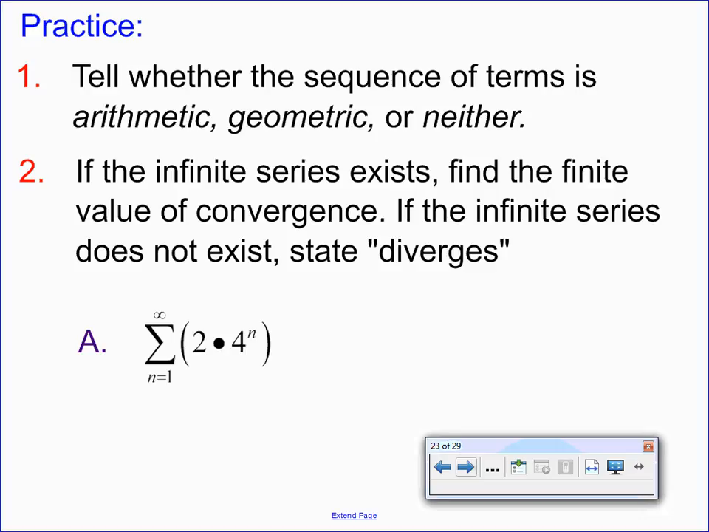Tell whether the sequence of terms is arithmetic, geometric, or neither. We're going to do 4 together. Then we're going to have closure. Then you guys are going to have a chance to practice. I want to do the 4 together because they're similar to the last part of your infinite series practice. That way you guys will know what's up.